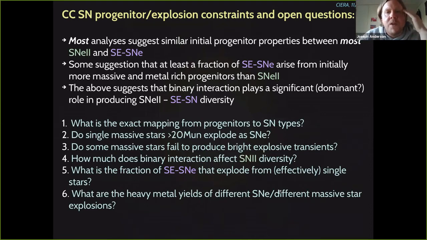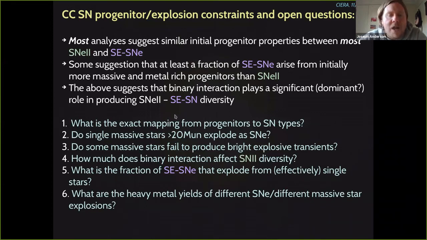And this is the second point here. However, the fact that I'm saying most of them probably have similar initial progenitor properties leads to the conclusion that binary interaction must be playing a significant, if not dominant, role in producing this difference between type II supernovae and stripped envelope supernovae, in that stripped envelope supernovae have been stripped of this outer material. Whereas if they were just coming from single stars, you would generally expect the population to be biased towards much more massive stars.